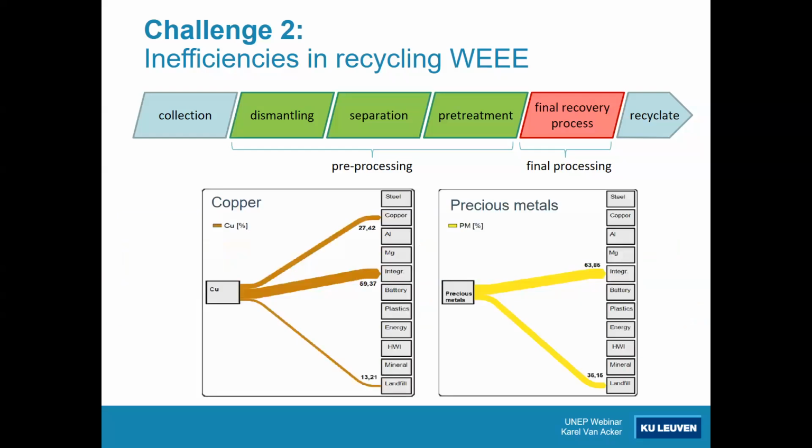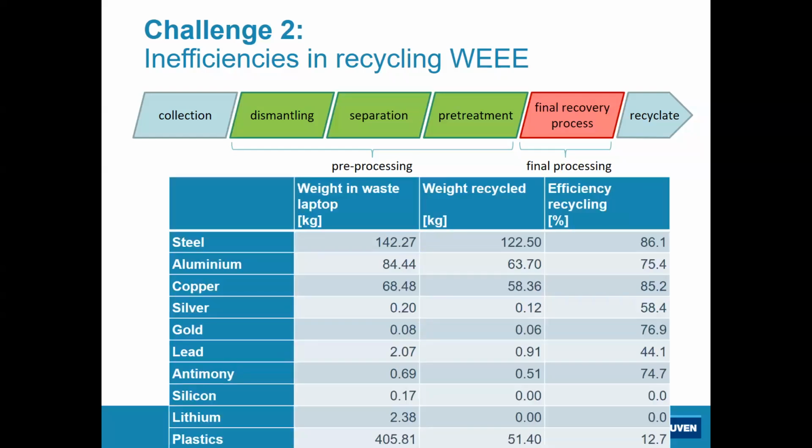We did tests. We went to a recycler with 100 old computers, and we measured beforehand what materials these computers contained, and we followed these materials more or less towards the end processing. And what we saw is that the efficiency of recycling, so the percentage of materials we can get out of this recycling scheme, pre-processing, dismantling, separation, pre-treatment, together with the final processing, is quite disappointing.